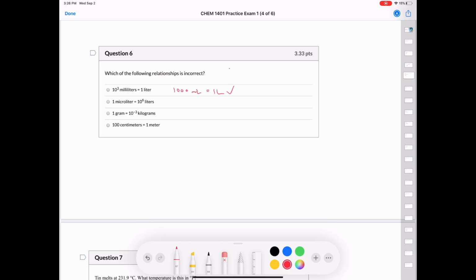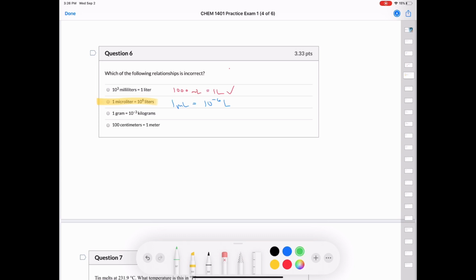Well, 1 microliter is a lot smaller than a liter, so there certainly isn't a million liters in a microliter. In fact, 1 microliter is actually equal to 10 to the negative 6 liters, and so this would be the answer. This is the one that's incorrect. Let's just take a look at the rest of them.